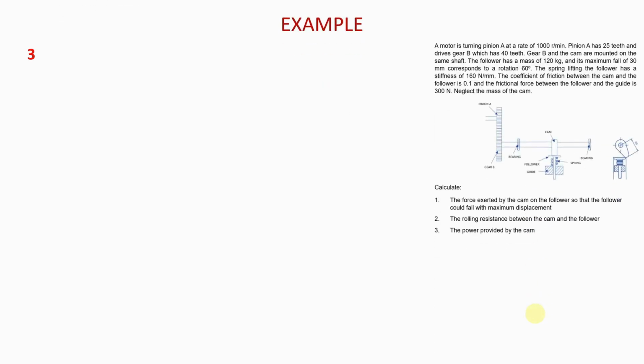Now, question number 3, we need to find the power that is provided by the cam. To find the power provided by the cam, this is the equation that we're going to use. Power is equal to 2 pi nT over 60. So in this equation, we will have to find N and to find T. Somebody may be tempted to say that N is already given in the question because we are told that there is a motor that is rotating pinion A at 1000 rotations per minute. But notice it's pinion A that is rotating at 1000.